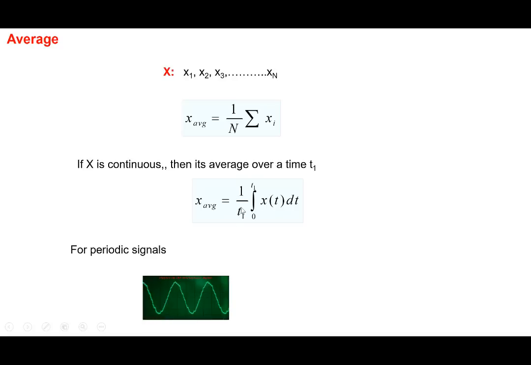And for periodic signals, it makes sense that you take t1 as the time period, because that will give you the average over a time period, which is nothing but the average over multiple cycles also. So for a periodic signal, if you want to know the average of a certain quantity, take 1 over T, one time period, integral 0 to T, x(t) dt, and that will give it to you.